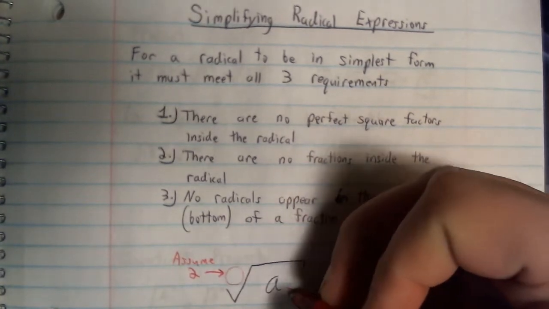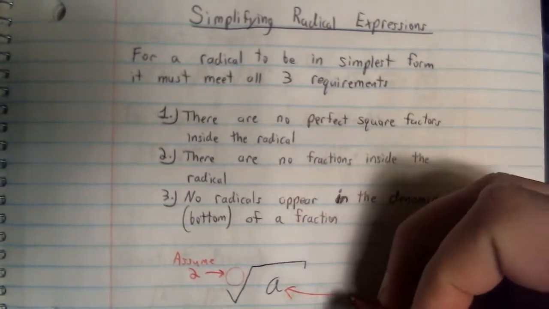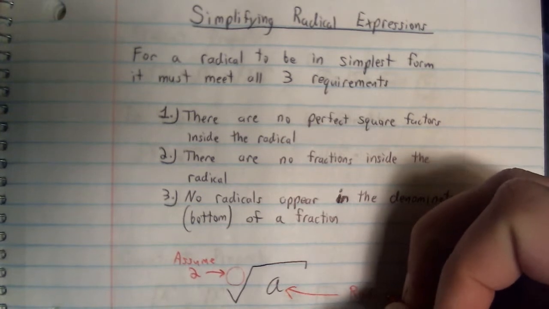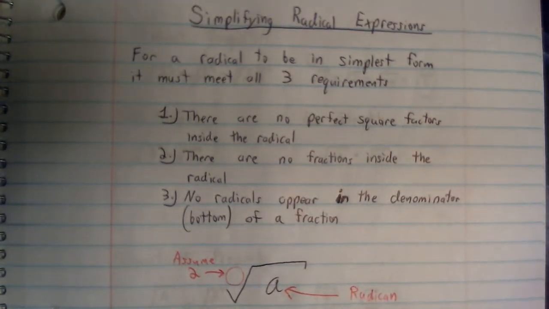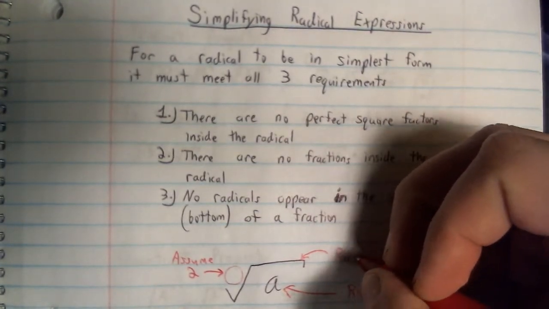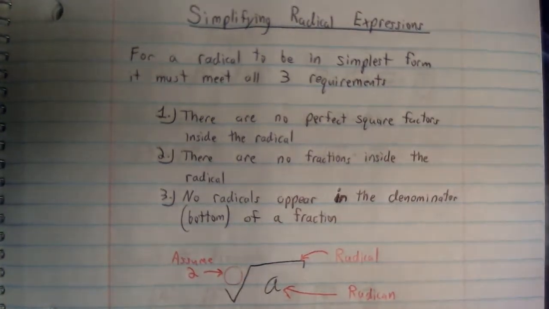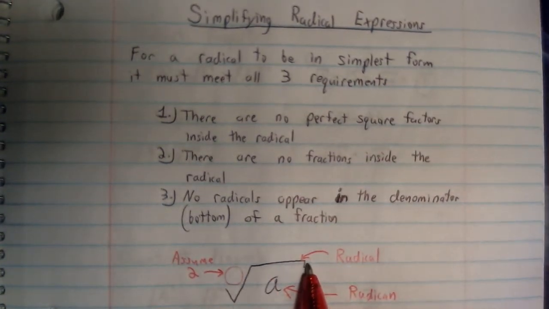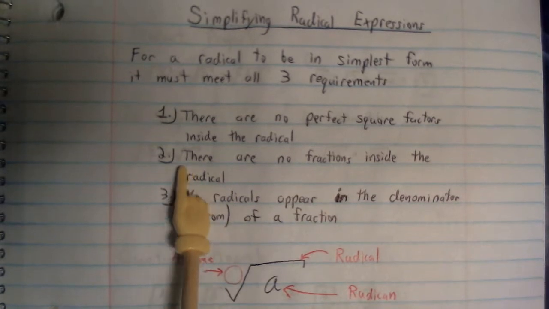Then we have the number on the inside, which we call a radicand. It is just the number that is in the function. And then we have the function itself, which is called the radical. The radical is really just a little check mark, division looking sign. It's an operation. It's asking us to find the second root of this number, the radicand. Alright, so we need to look at a couple of things.